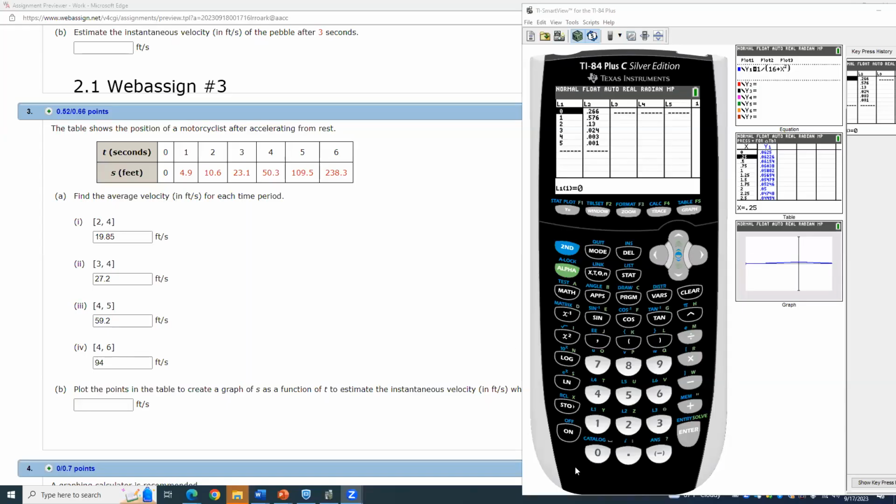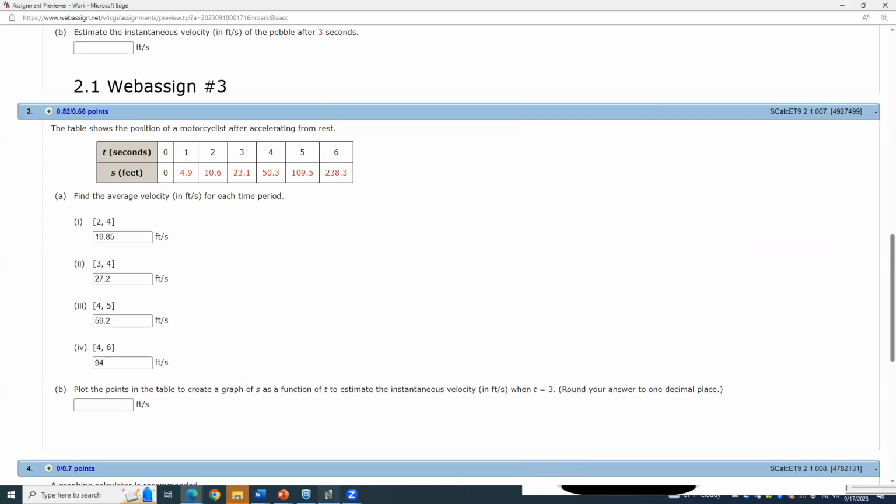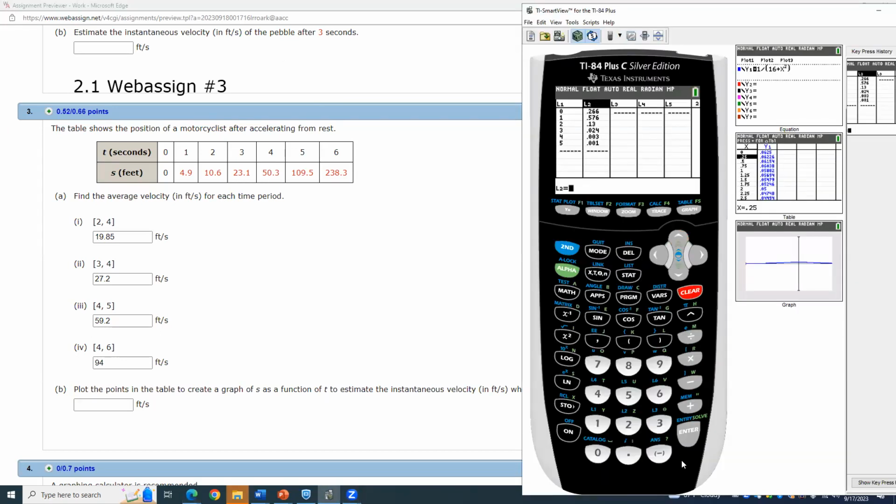So let's go ahead and put in the data. I already have some data in my table from I don't even know when. It could be anytime. So let's go ahead and clear that out. I'm just going to go up to L2 and click clear, and it can kind of wipe it out.